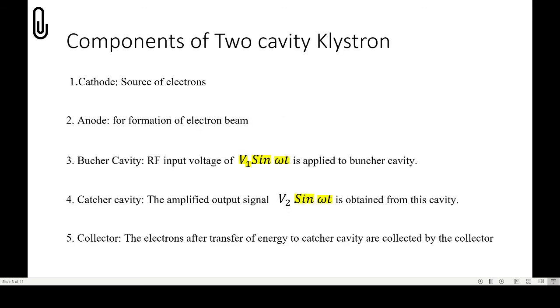Now, I would like to summarize the components of the two-cavity klystron. Here, the cathode acts as the source of electrons. The anode will help us to form the electron beam. To the Buncher cavity, we will apply the input signal V1 sin omega t, and from the catcher cavity, we will take out the amplified output, which is V2 sin omega t. And the collector will collect the electrons after transferring energy to the catcher cavity.